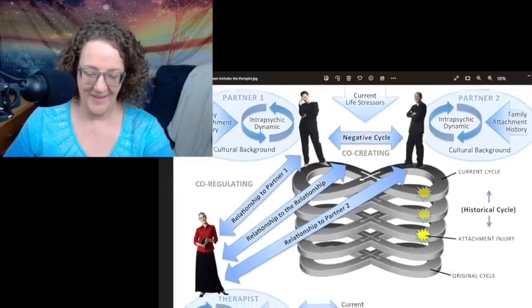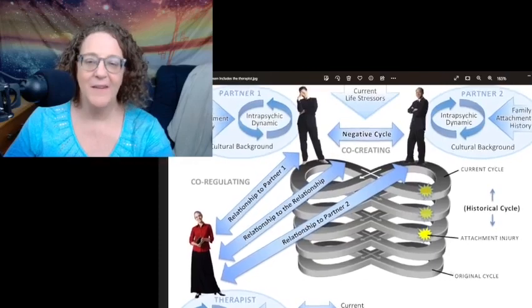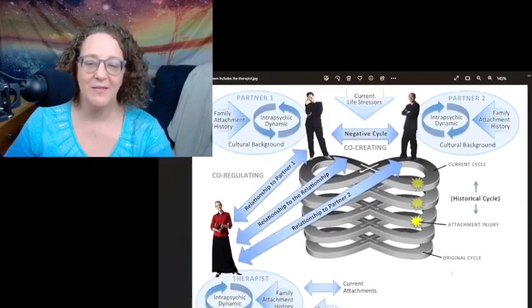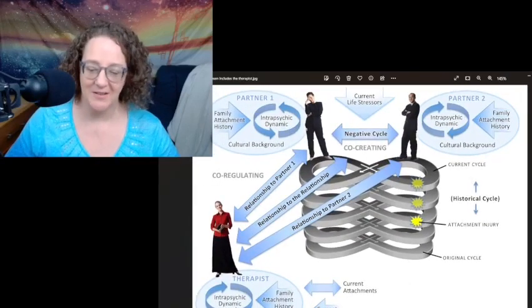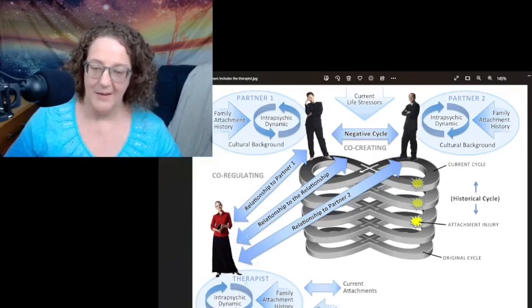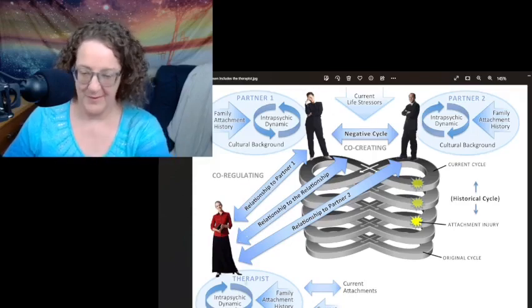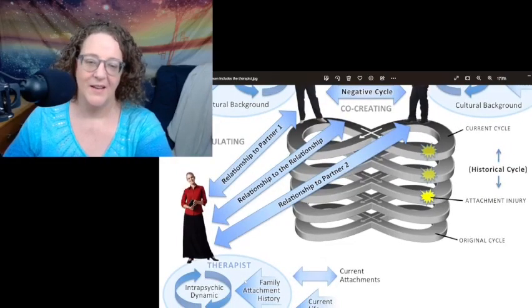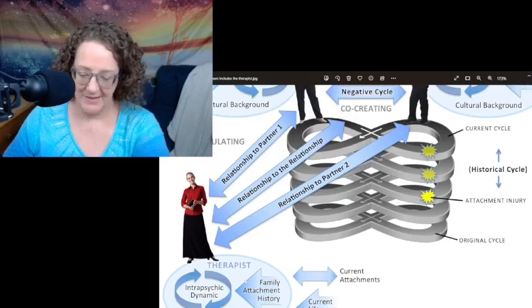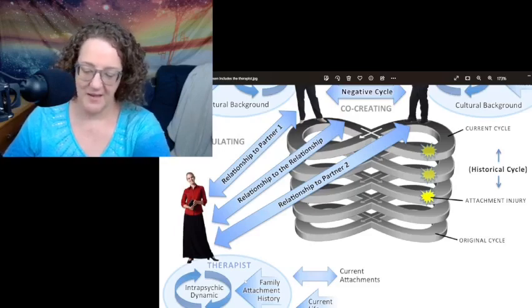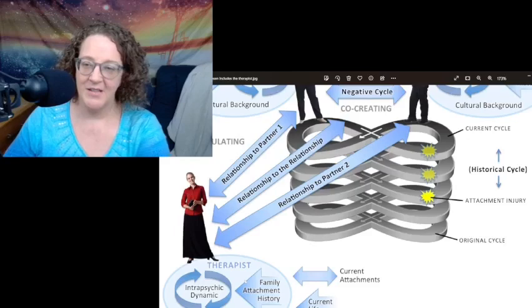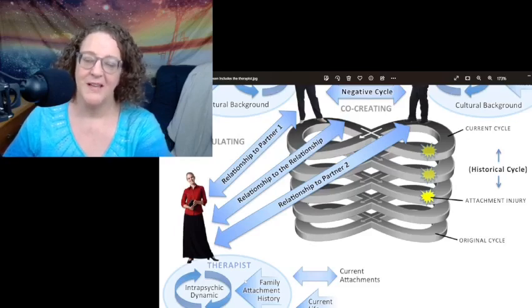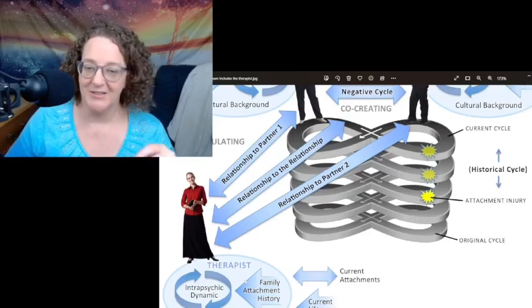Okay. So I wanted to show you this for my therapist friends. This is what's going on for you. So this is the therapist over here on the left, in her therapist outfit. And the therapist has a relationship to, let's say, a couple she's working with. In this case, she has a relationship with partner number 1. She has a relationship with partner number 2. And she also has a relationship to the relationship.